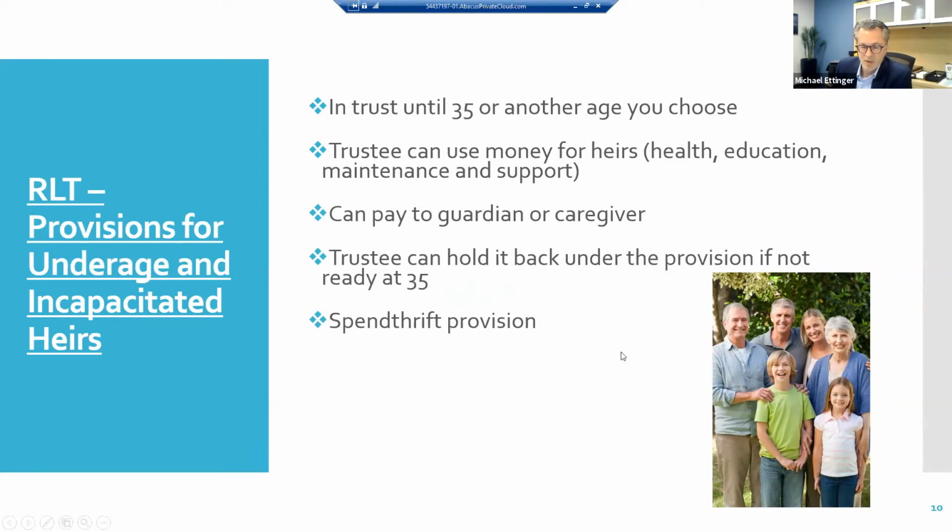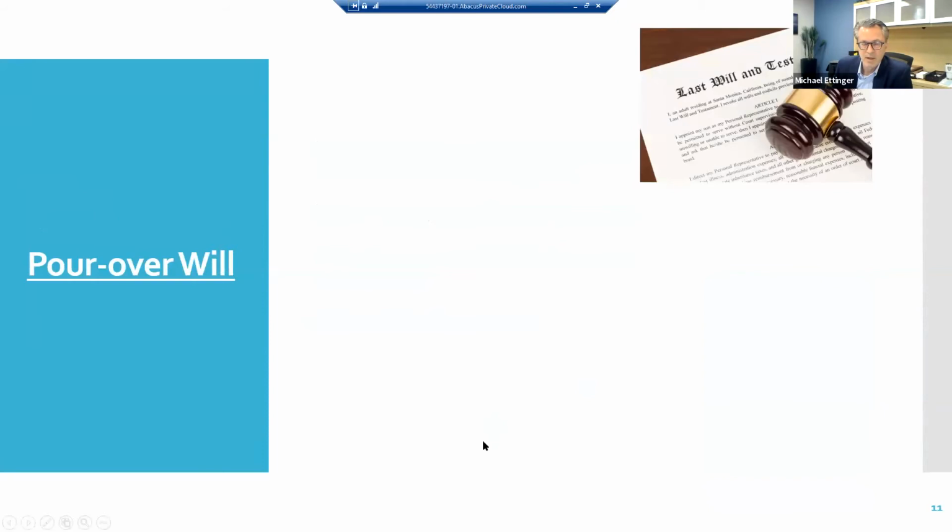The spendthrift provision. What's the spendthrift provision? Well, let's say son dies and it goes to grandson. And at 25 years old, somebody approaches the grandson, or the grandson approaches somebody and says, I have this trust, I'm getting this money at 35. If you give me 50 cents on the dollar, I'll assign my interest in the trust to you. This prevents them from selling, assigning, pledging their interest in the trust. The spendthrift provision, they can't make a deal like that.